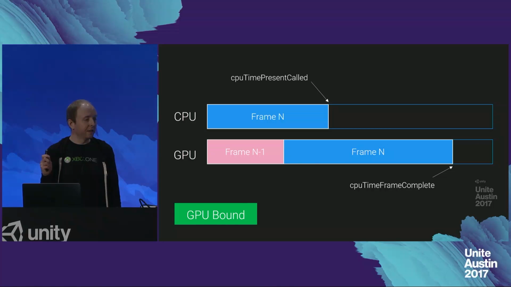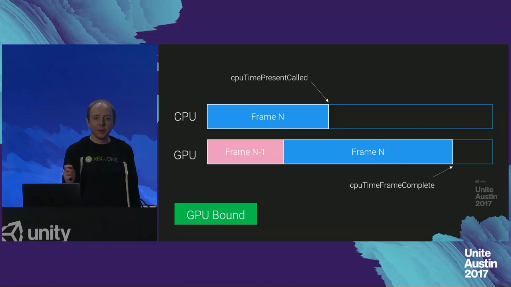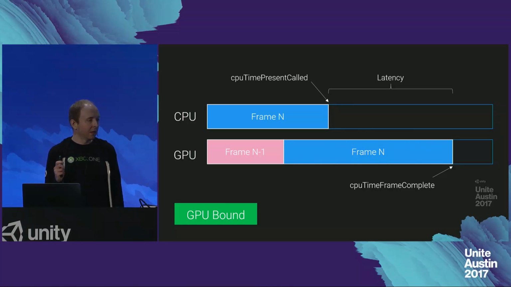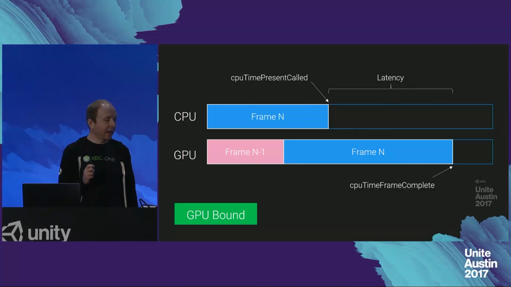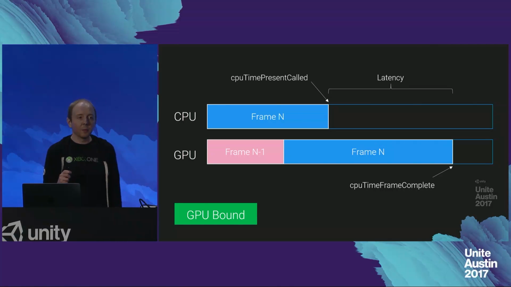This is where the CPU time frame complete timestamp occurs. This is where the GPU is actually finished rendering the frame. Because these are both measured on the CPU clock, you can calculate the latency between them. In this case, we see that the latency is relatively long. When the CPU finished, the GPU still had quite a bit of work to do for that frame. This helps suggest that we're likely GPU bound, that most of our work is happening on the GPU, so that's the limiter for our frame rate.